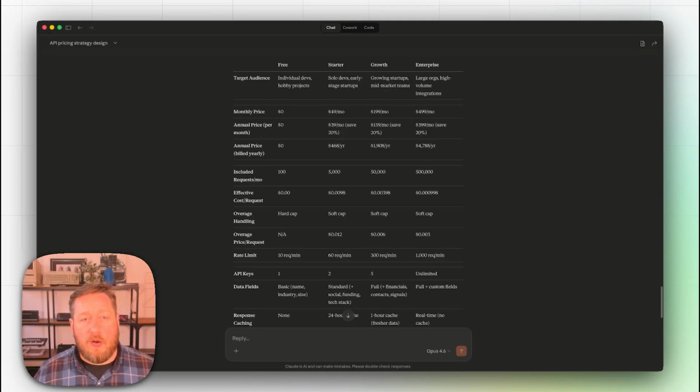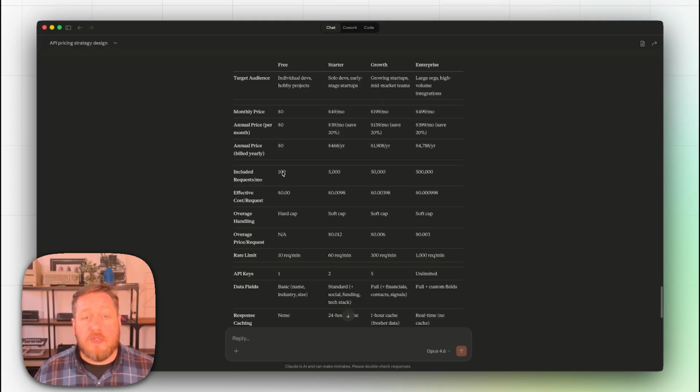So it's started off with the comparison table, so we can see that effectively this is what it says we should do for the particular API that we have told it about. So we're going to have a free starter, growth, and enterprise tier, starting from free, of course, and moving up to $499 per month. There's annual and monthly pricing included in there.